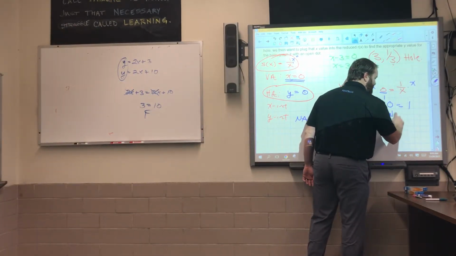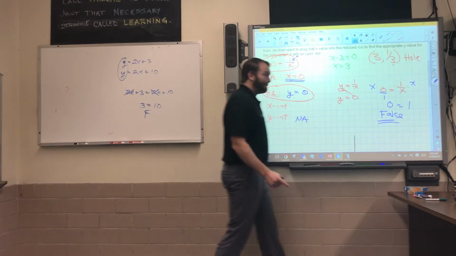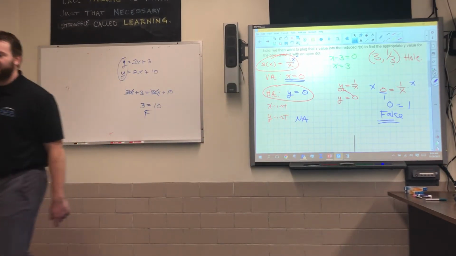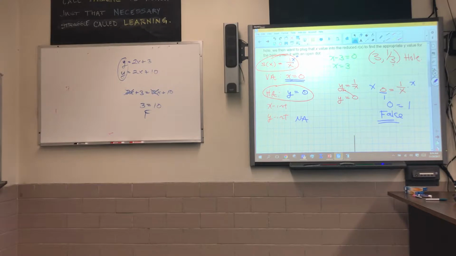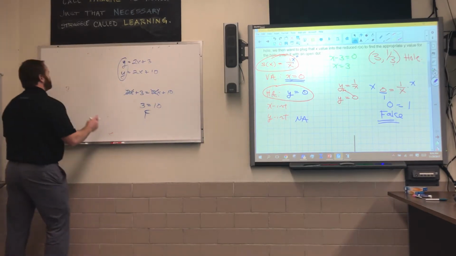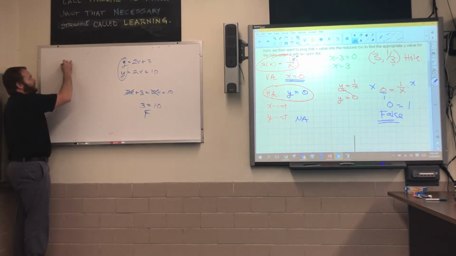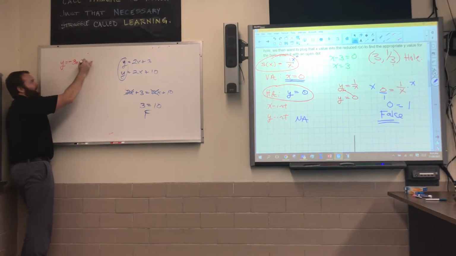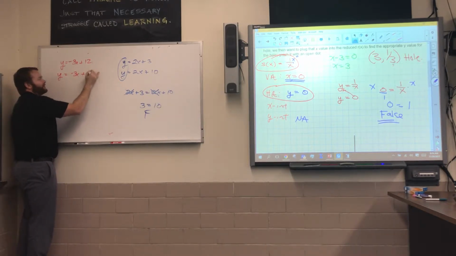So when you get false statements, back to Algebra 1, it tells you that those things do not cross. Does that make sense? You see it here on the whiteboard. I had it from the last class, but we'll use something a little bit different. If I've got y equals negative 3x plus 12 and y equals negative 3x plus 15.